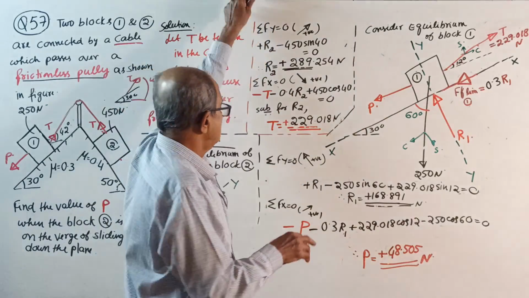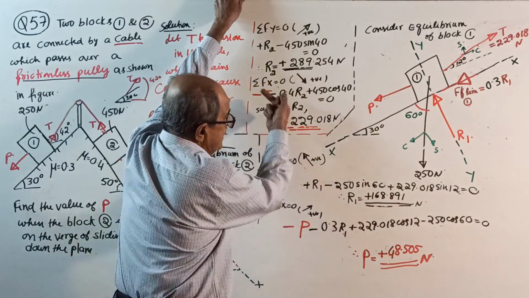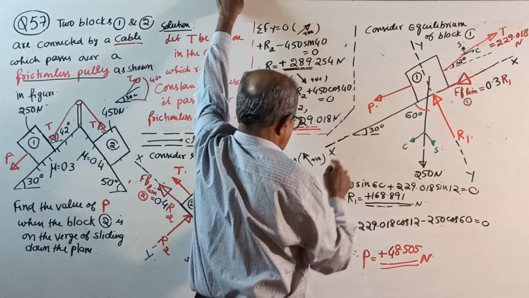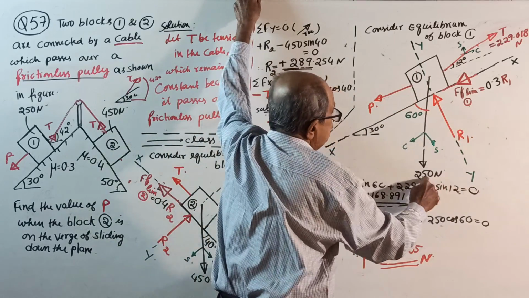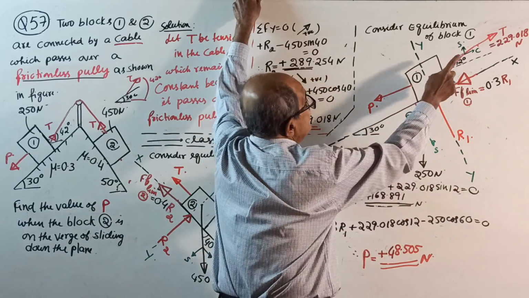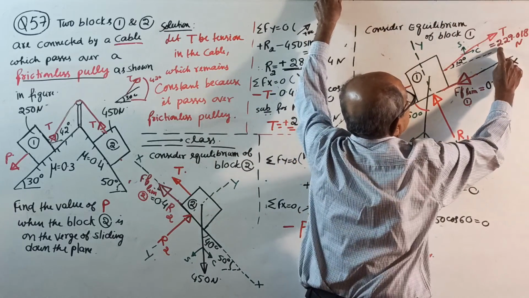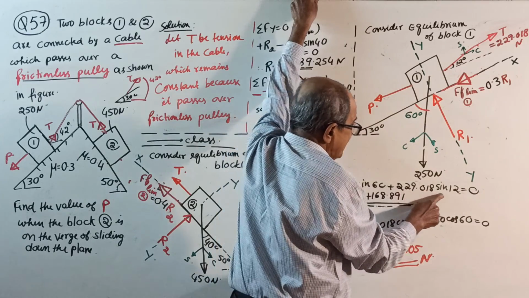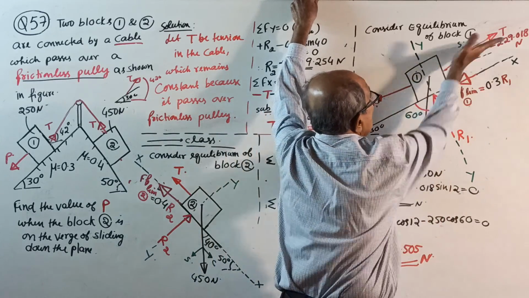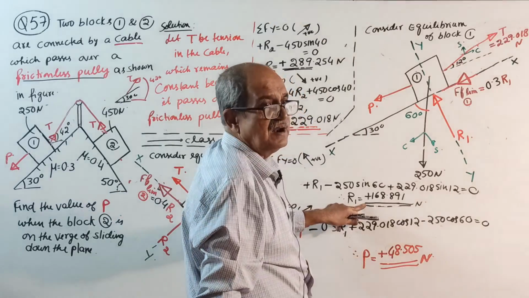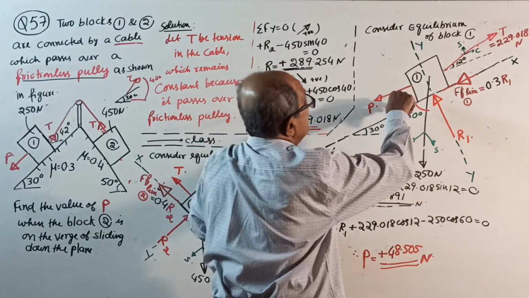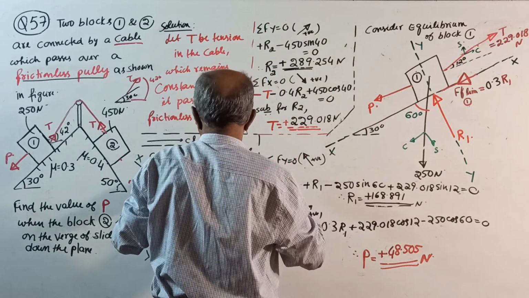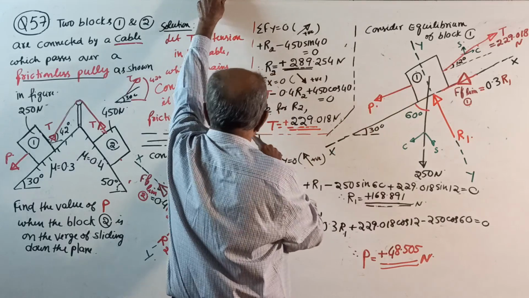Don't make an issue of it. Sigma Fy equals 0, I will take this side positive. Then plus R1 minus 250 sine 60, and not over, plus 229.018 sine 12. This term was not there last time because last time T was along the plane. You get the value of R1. Once you get T here, when you go to the next block, enter the value of T, which is known.